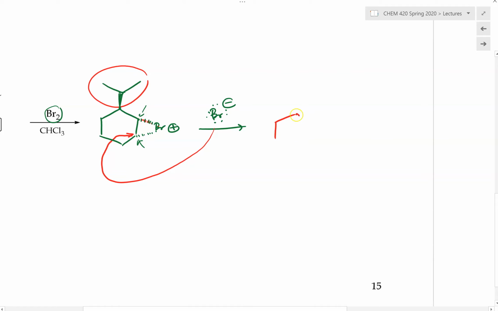So therefore, the major product in this reaction will be as follows. So now we have a bromine attacking from the top. So this bromine will be pointing up, and the other bromine will remain on the bottom. And then this would be our major product right here. We do not produce an equal mixture of the other enantiomer, but in this case, this would be the major product of this reaction.